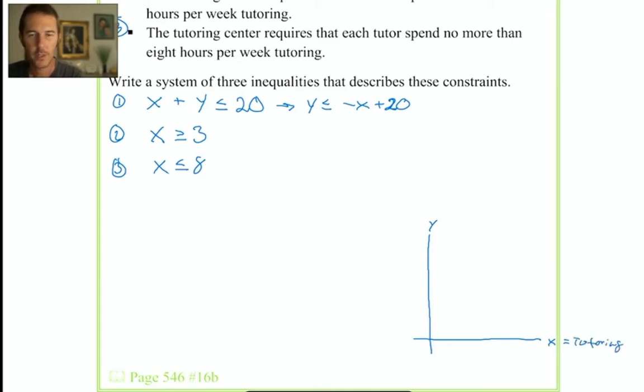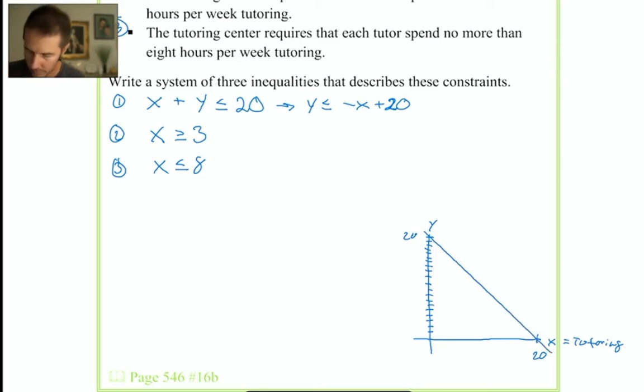All right, so let's look at our first inequality. y is less than or equal to negative x plus 20. So I need to go up 1, 2, 3, 4, 5, 6, 7, 8, 9, 10, 11, 12, 13, 14, 15, 16, 17, 18, 19, 20. And then I'm going to have to come all the way over to 20 over here also. So there's a 20, there's a 20. The line that I'm going to draw passes through those 2 points.